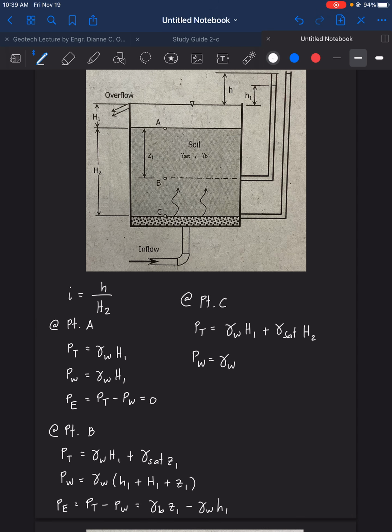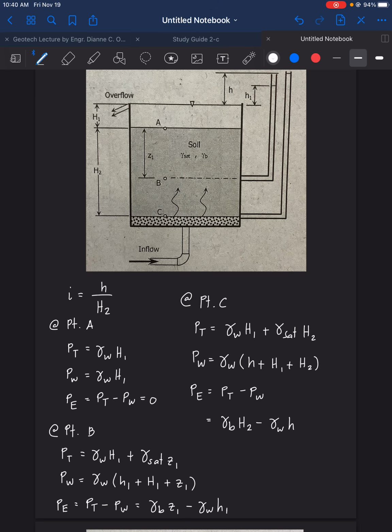So we have there gamma water times H plus H1 plus H2. So that's the pore water pressure for point C. Now P effective is equal to, again, P total minus PW, or if we wanted the shortcut, we get gamma effective of the total soil height minus the water. So gamma of water multiplied with the head from the tube. Okay. So that's the shortcut formula.